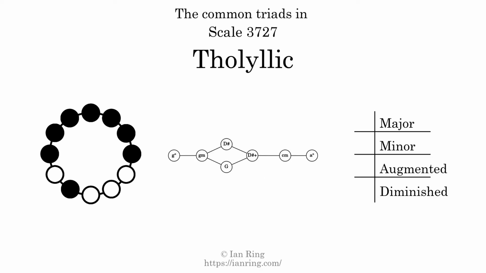111010001111. Here are the common triads present in this scale. The diagram in the center is a graph of parsimonious voice leading between triads. There are 2 major triads. There are 2 minor triads. There is 1 augmented triad. There are 2 diminished triads. There is no Hamiltonian path through the graph that uses all the triads.